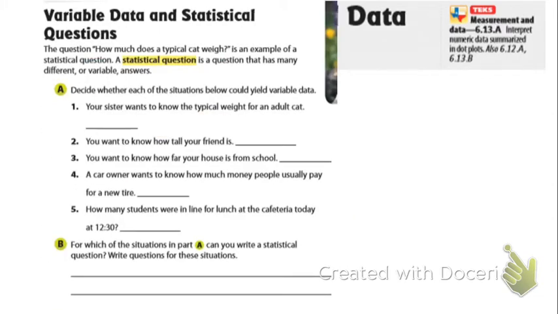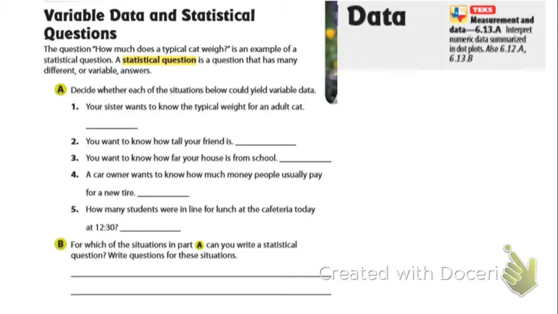Variable data and statistical questions. The question, how much does a typical cat weigh, is an example of a statistical question. A statistical question is a question that has many different or variable answers. Letter A. Decide whether each of the situations below could yield variable data.